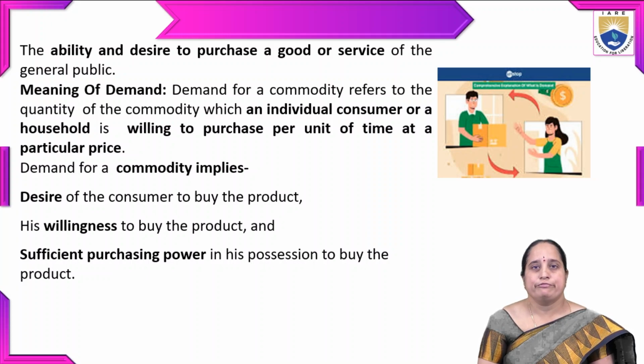Then what is the meaning of demand? Demand for a commodity refers to the quantity of the commodity that an individual consumer or a household is willing to purchase per unit of time at a particular price. Demand for a commodity implies desire of the consumer to buy the product, willingness to buy the product, and sufficient purchasing power in his possession to buy the product. If all three are there, only then we say there is demand towards a particular commodity.